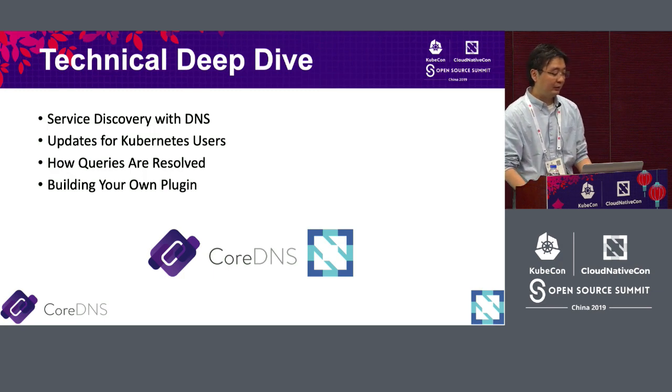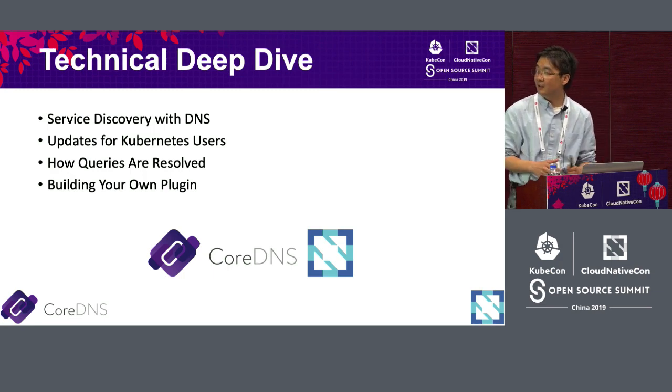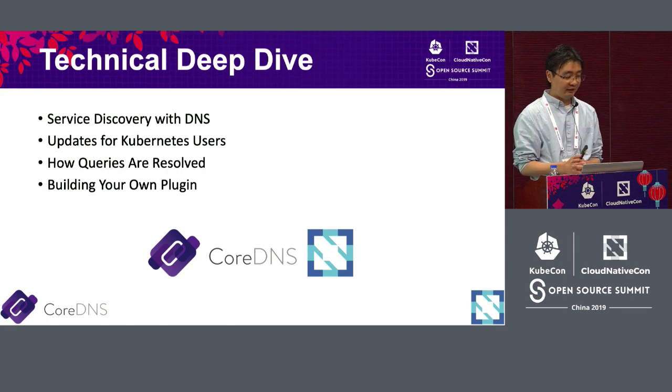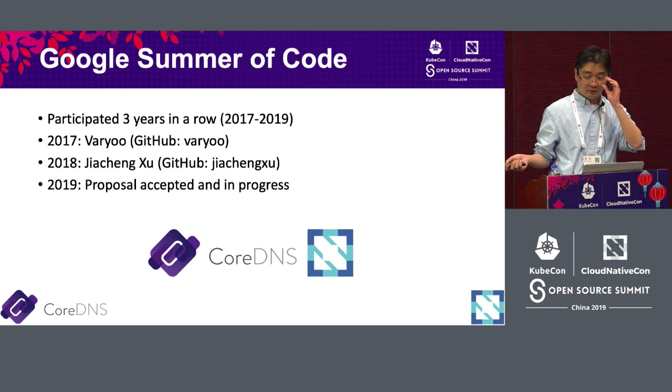So I'm going to start with the technical deep dive here. The first thing I'm going to discuss is service discovery with DNS. Then I'll update some of the Kubernetes use cases, because obviously CoreDNS itself gets a lot of popularity because of the Kubernetes integration. I'm going to show how queries are resolved. And finally, I'm going to give you a demo to see how you can build a CoreDNS plugin in, let's say, 50 lines of code.